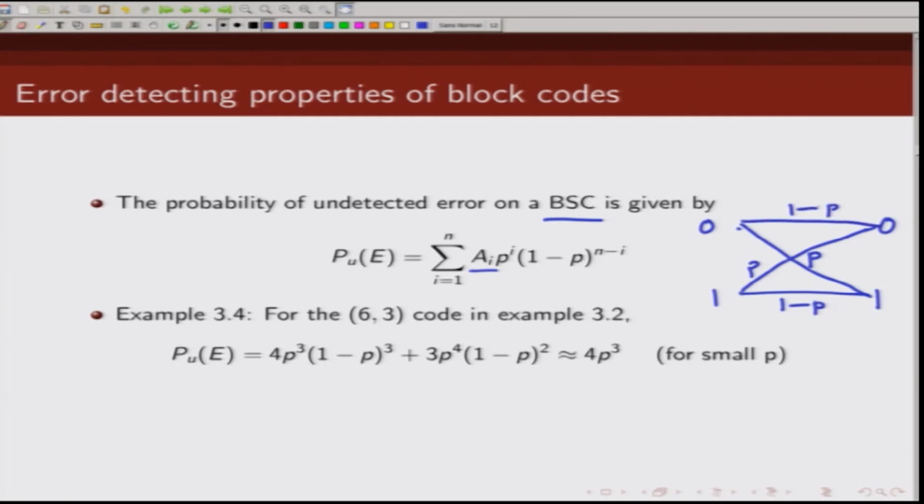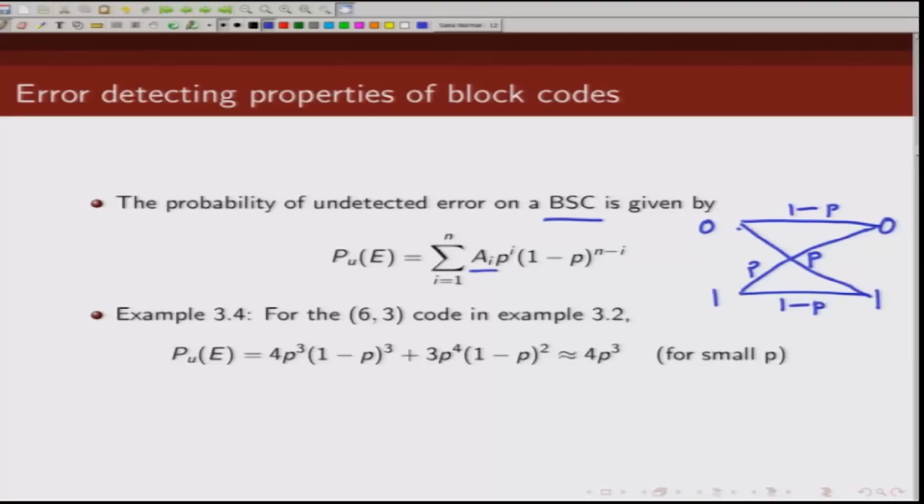So, you are sending a code word which is an n bit tuple. Now, what is the probability that you are sending an all 0 code word and you receive another code word of weight i? That probability is given by p raised to power i. This will happen when i bits get flipped and n minus i bits do not get flipped. So, that probability is given by p raised to power i into 1 minus p raised to power n minus i, and how many such code words exist? That number is given by A_i.